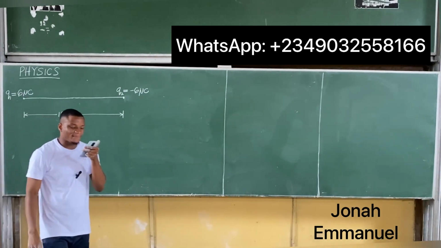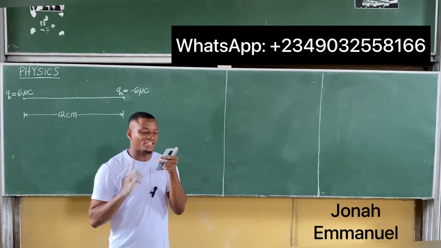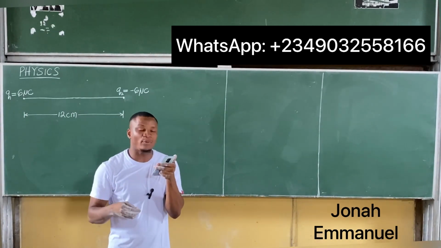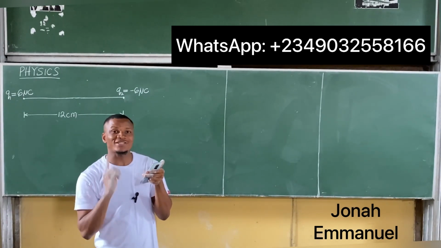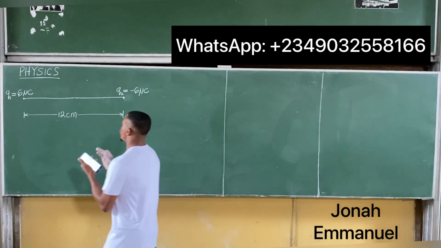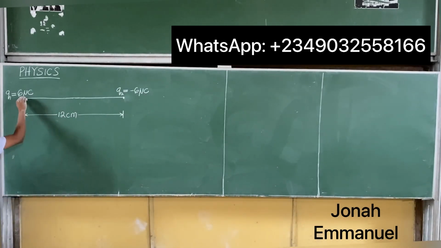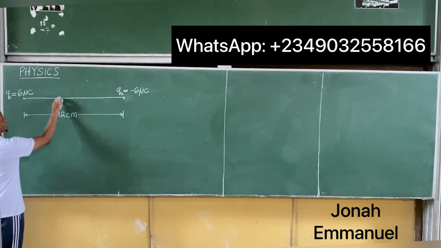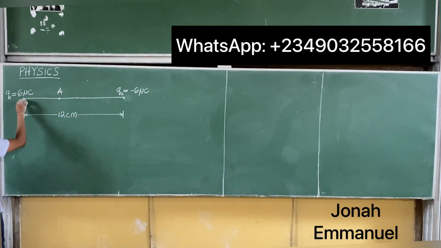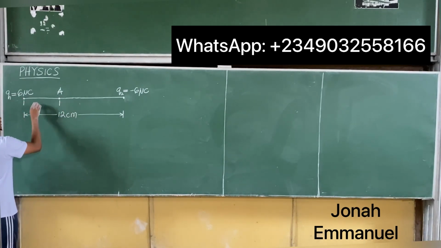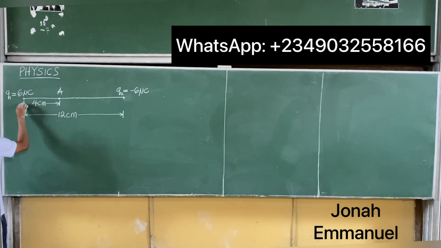Now the question here says, find the potentials, that's electric potential, at point A. Where is point A? They said point A is 4 cm from Q1. So Q1 is my reference. From here, I have a point A, let's say somewhere here, such that the distance from A to Q1 is about 4 cm. From here to here is 4 cm.